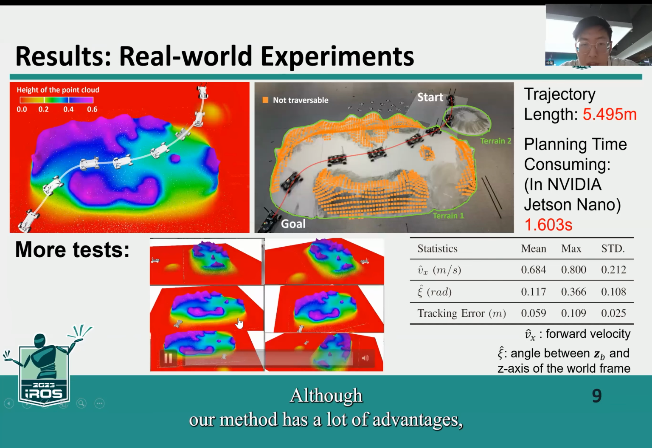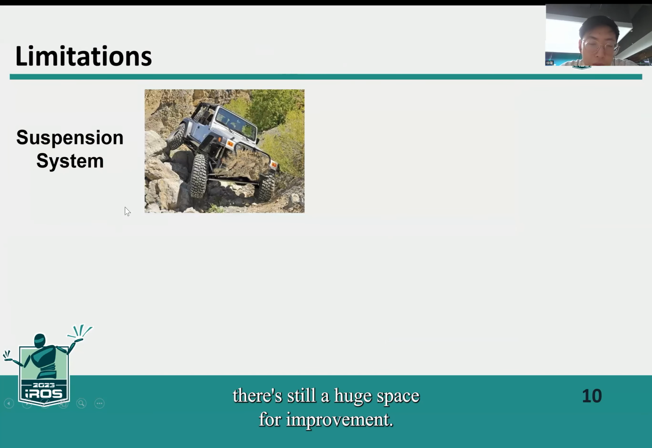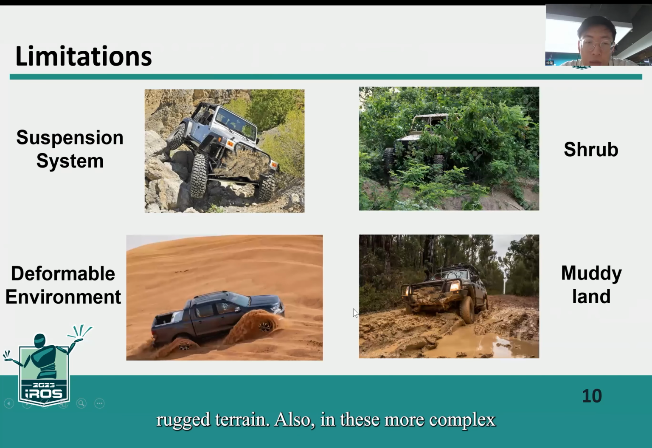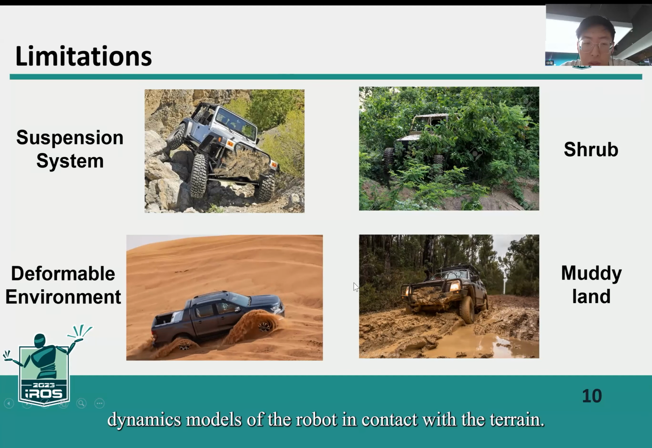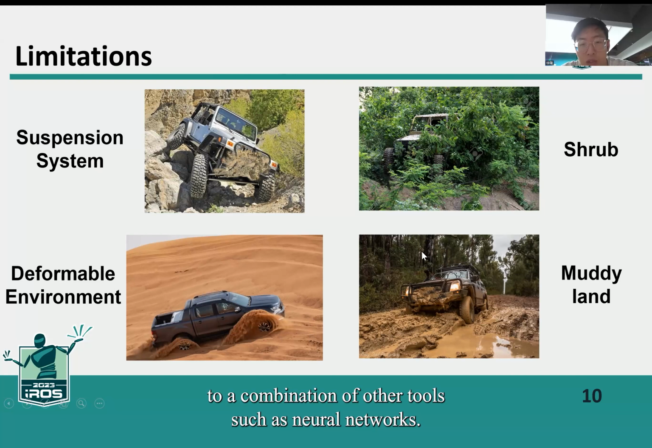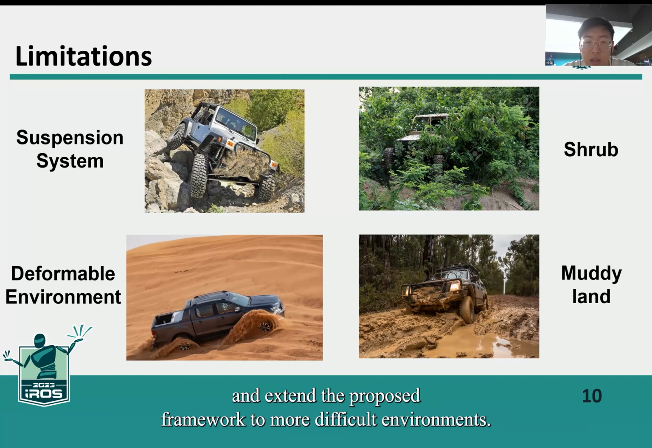Although our method has a lot of advantages, there's still a huge space for improvement. We didn't consider the suspension system of the robot, which is very important for robots to navigate on extremely rugged terrain. Also, in these more complex scenarios, it's very challenging to get accurate dynamic models of the robot in contact with terrain. In these cases, we may resort to a combination of other tools such as neural networks. In the future, we will consider these factors and extend the proposed framework to more difficult environments.